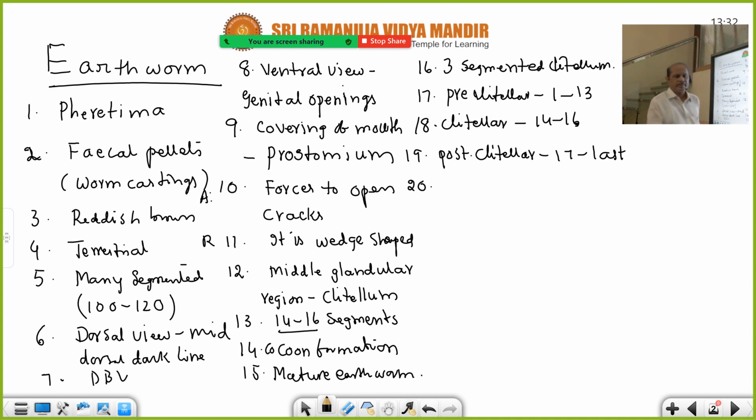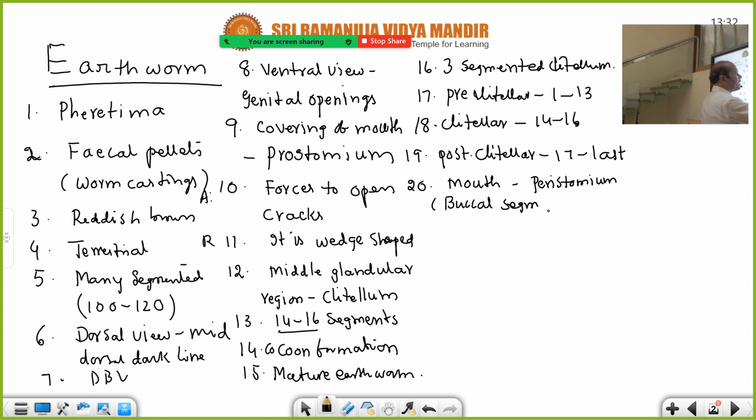Then external apertures. Let us come to the external apertures. The first external aperture is the mouth. Mouth and anus, leaving these two. The segment where the mouth occurs is called peristomium. The segment of the mouth is peristomium. The mouth leads into the buccal cavity also. That is why it is also named the buccal segment. It is also called the buccal segment.